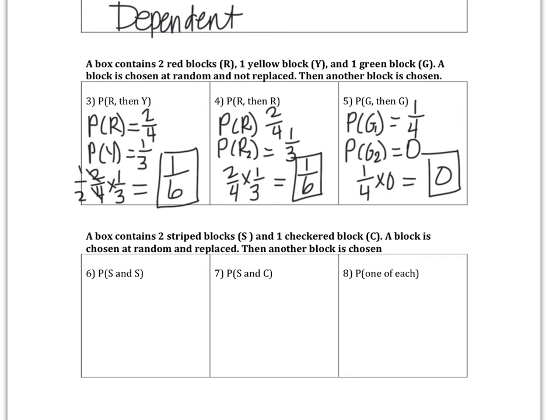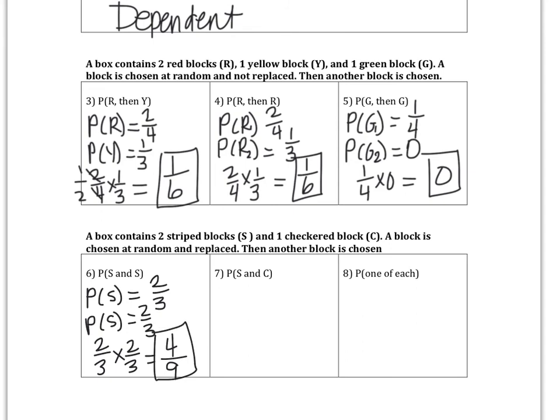So number 6, we have the probability of a striped is going to be 2 out of 3. And because you're putting it back, then you still have that same probability of getting another striped. So that one is going to be 2/3, and you always multiply your events, 2/3 times 2/3, which is 4/9.